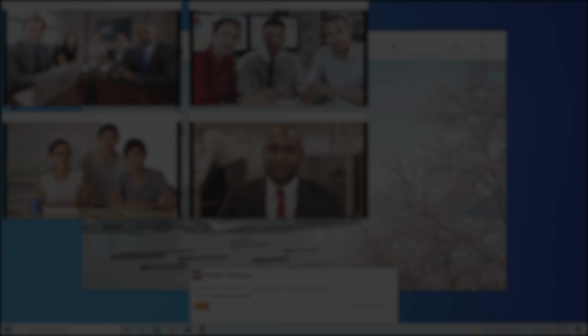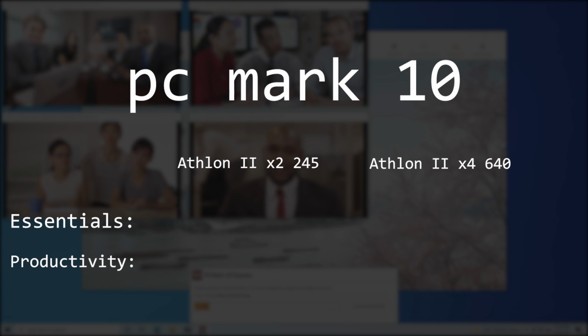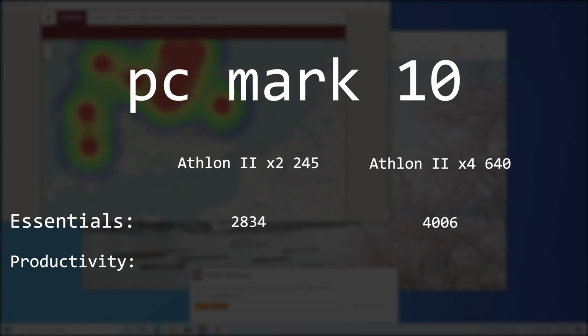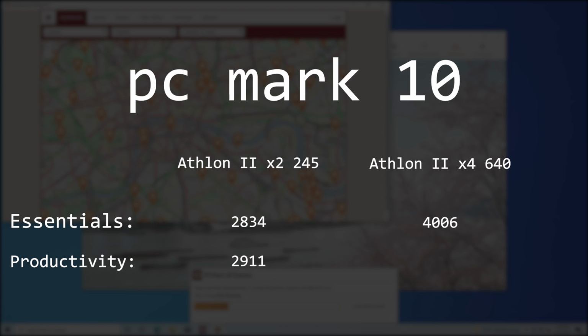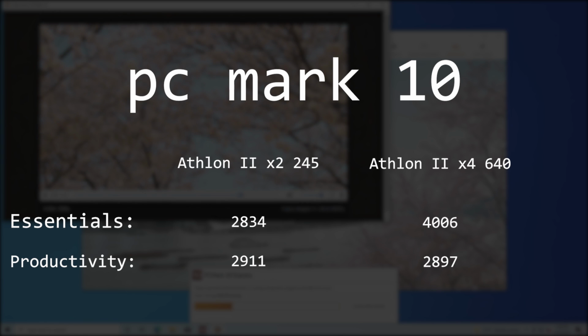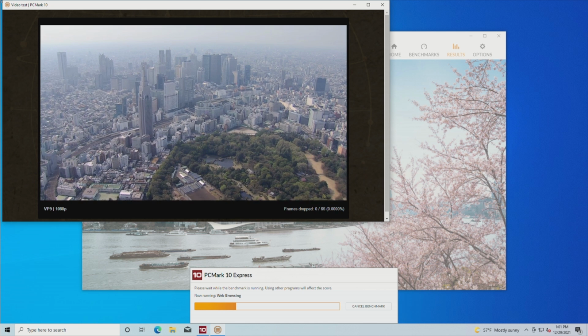I ran PC Mark 10 with both the dual core and quad core Athlons, and these are the scores. In the essentials category, the X2245 scored a 2834. The X4640 scored a 4006. In the productivity category, the X2245 scored a 2911, and the X4640 scored a 2897? Clearly something's off here. It might be something weird with my testing methodology or with PC Mark 10, but I went back and double-checked these results and got very similar numbers. So we'll just ignore this benchmark, and you can take my word that the X4 is definitely better for productivity.